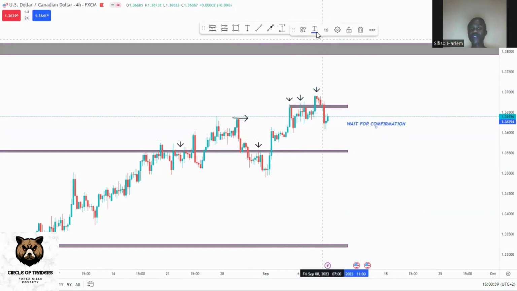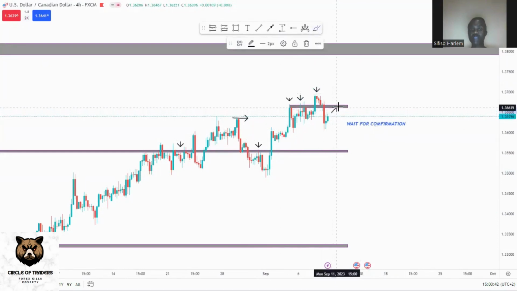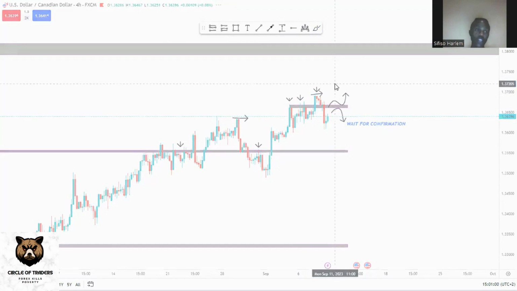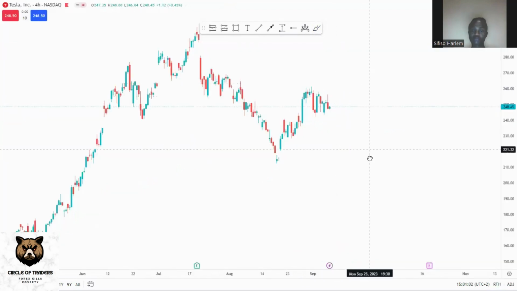I'm just waiting for confirmations, but with my confirmations, all I can say is if price comes back here and fails to break, then I'll be bearish. But if it breaks out, then I'll still be bullish. And if it breaks the highs, then I'll continue and hold my direction or my trades based on that anticipation. But I don't have a trade idea. I'm waiting for confirmations. So we should look at Tesla.